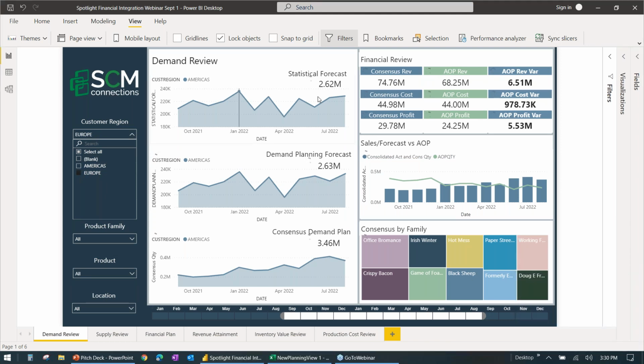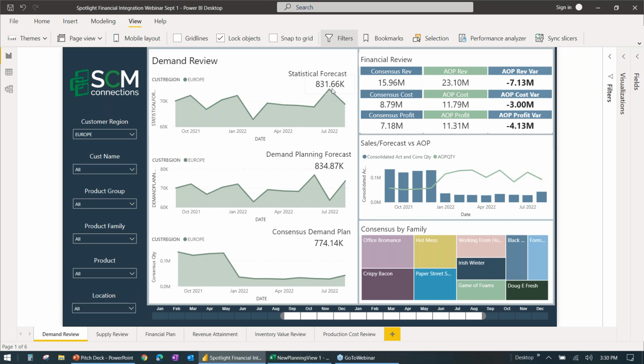Okay, and you kind of see the same things. Okay, so now I'm sitting at 8.361 or 831, and then 834, and then 774. And then you can look at the same profitability numbers. You can see here for that period my revenue is down and my costs are obviously down, but also my profitability for Europe over the next 12 months. And you can see that in my consensus plan.